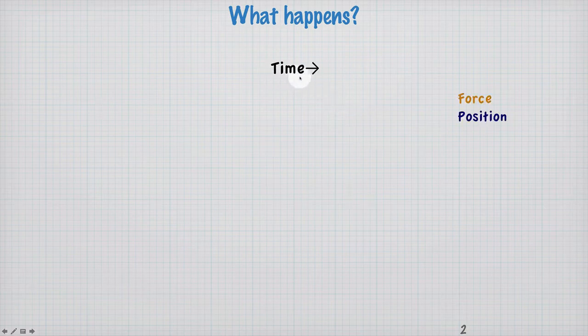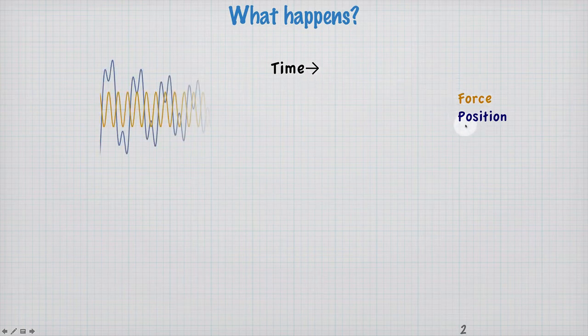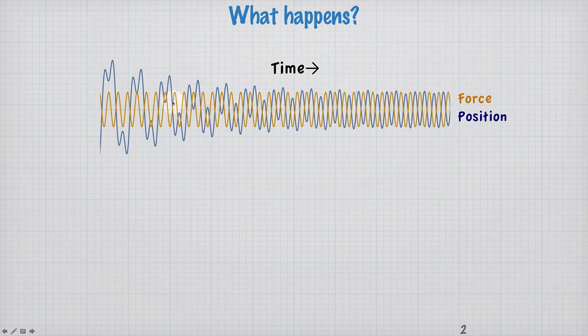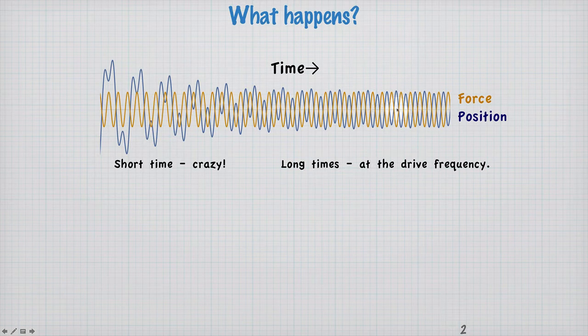Using Mathematica to do the simulation, this is time on the horizontal axis, the yellow line is the force, and the blue line is the position. What we see is the yellow line is a sinusoidal driving force. It's the same as we go through the simulation. At short times, the position of the oscillator looks kind of crazy. It seems to have two different frequencies going on, and double humps and all kinds of stuff. It doesn't look sinusoidal at all. But as the simulation time increases, at long times over here, the position seems to be at the same frequency as the force, albeit 180 degrees out of phase.